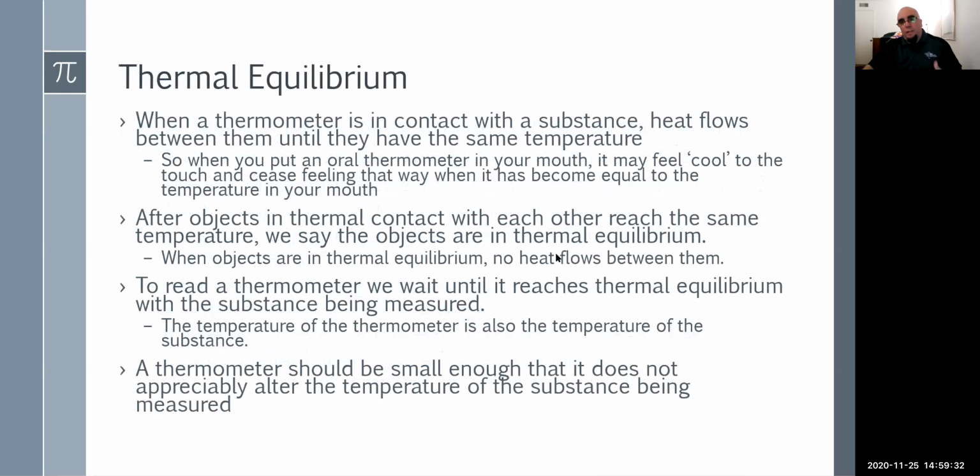So when we put a thermometer in contact with the substance, the heat is going to flow from that substance to the thermometer. Let's say that we put a thermometer in a nearly freezing bottle of water. At that point, the actual temperature is going to flow from the thermometer into that bottle of water, right? Because the bottle of water is going to leach some of that off. So when you put an oral thermometer in your mouth, initially it feels cold to the touch, right?